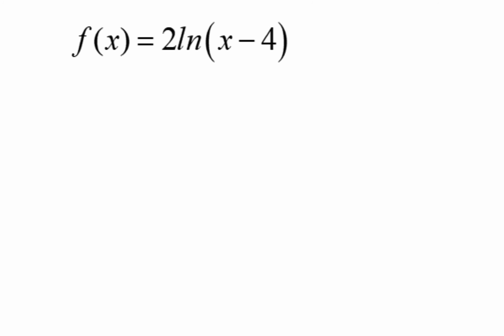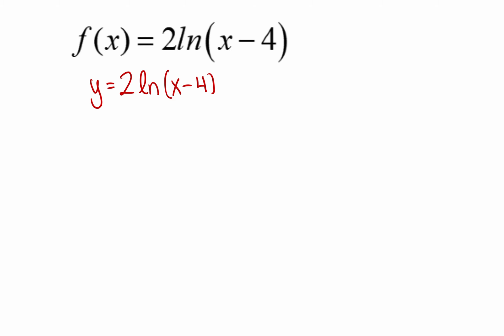So for the first one, we have f of x equals 2 times natural log of x minus 4. My first step is to rewrite f of x to be y. So we have y equals 2 times natural log of x minus 4.